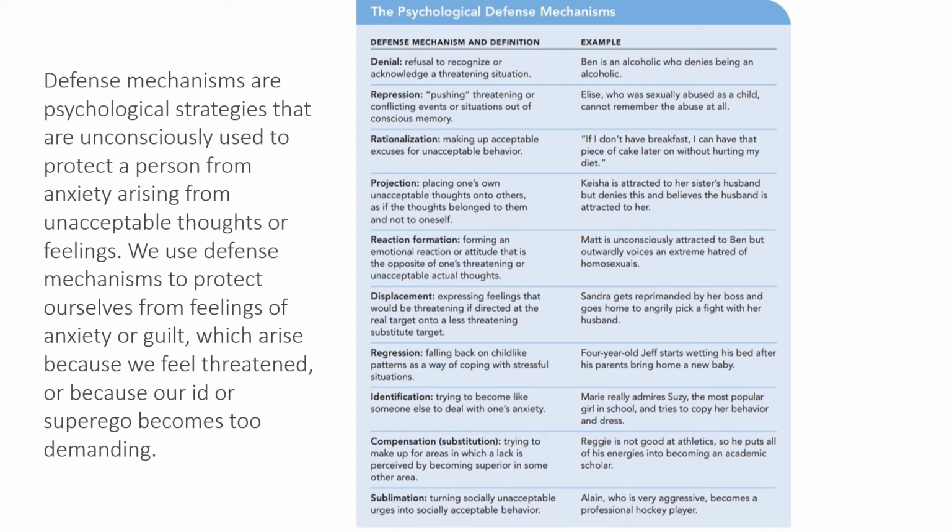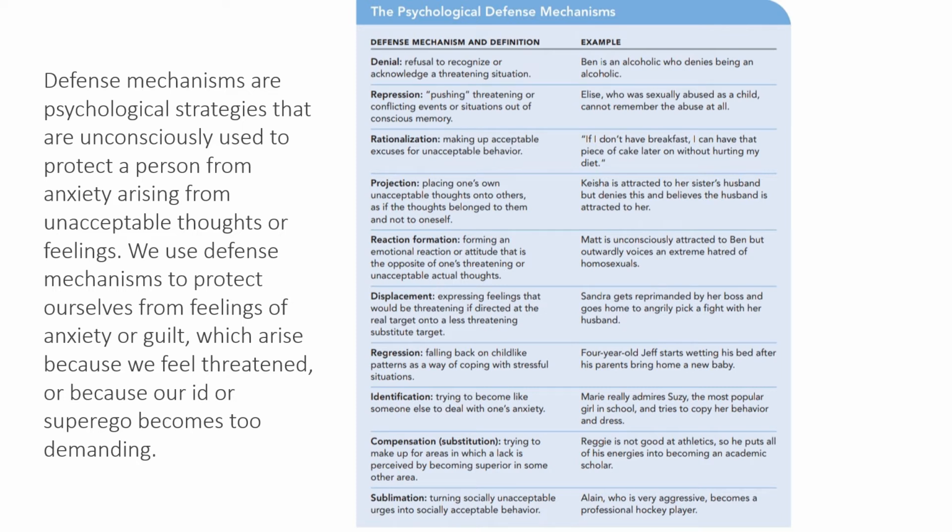Third one is rationalization, making up excuses for unacceptable behavior. An example could be: if I don't have breakfast, I can have that piece of cake later on without hurting my diet. Though eating a piece of cake later is unacceptable behavior while on a diet, compensating for that by not having breakfast is a good example of rationalization, a defense mechanism.